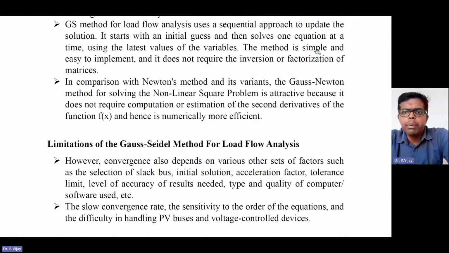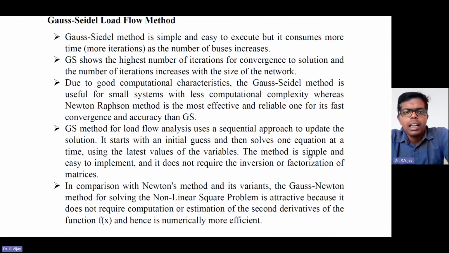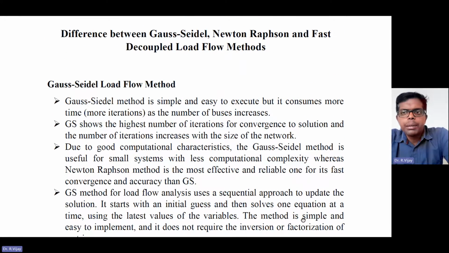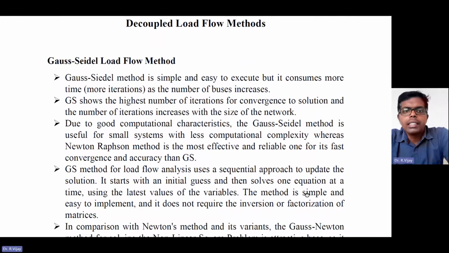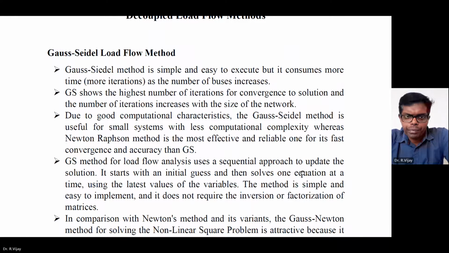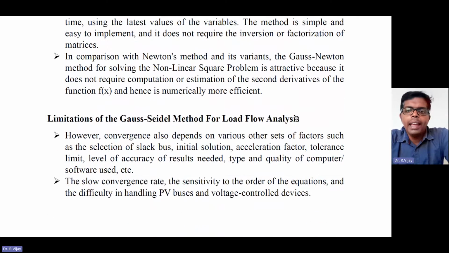It is one of the important 2-mark questions you may expect in many semester exams: what are the differences between the Gauss-Seidel method, the Newton Raphson method, and the fast decoupled method? Or sometimes they will ask only for the advantages of the Gauss-Seidel method, and they may also ask for its limitations. So this is a very, very important 2-mark question that you may expect in your semester exams.